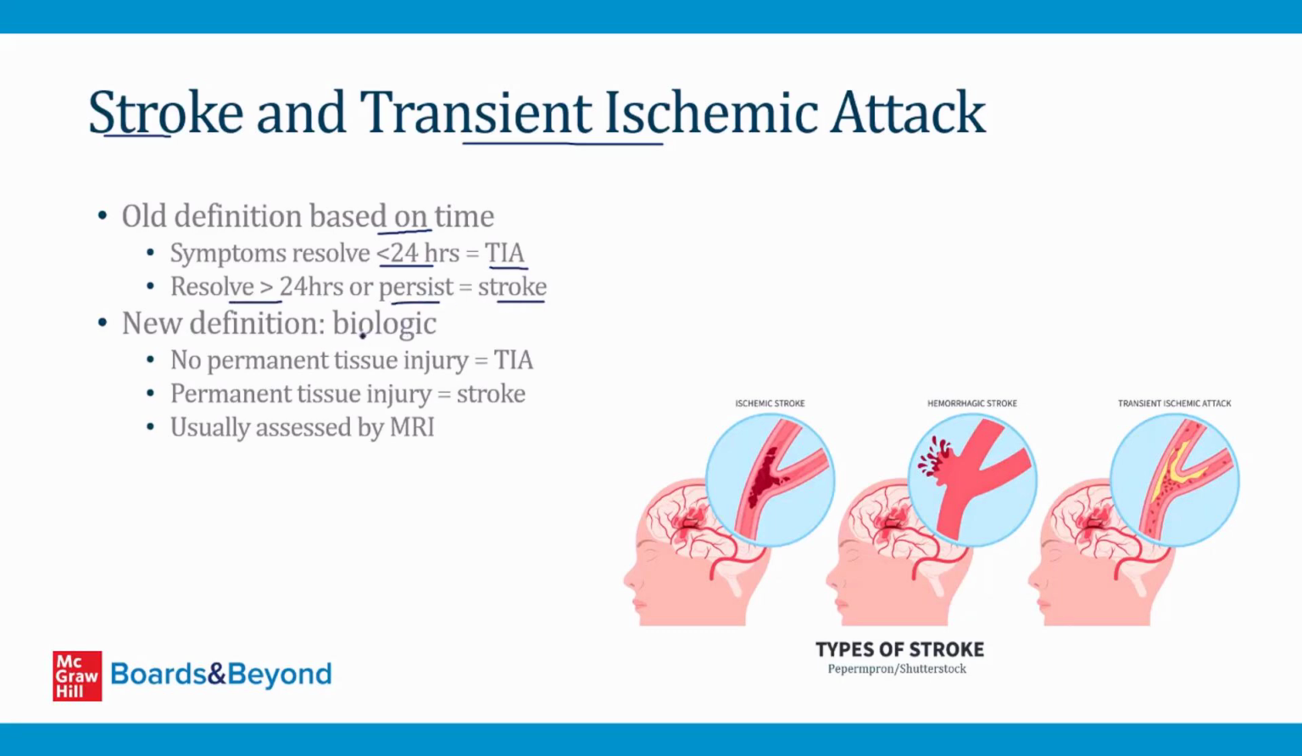The new definition is biologic. It's based on identification of tissue injury, usually by MRI. So if you do an MRI in a patient who had transient neuro symptoms that resolved and there's no evidence of permanent tissue injury, then we call that a TIA. If, on the other hand, there is evidence of permanent tissue injury, then we call that a stroke, even if the symptoms resolved quickly within the first few hours after their onset. And as I said, this is usually sorted out by MRI. There are a number of different findings that identify brain damage, and when you see those, that's a stroke. If they're absent, then that's a TIA.